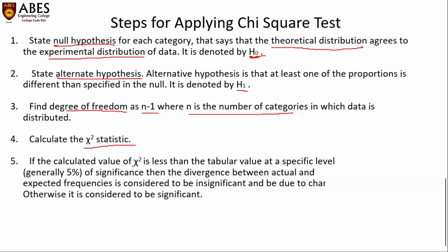After finding chi-square statistics, we find out the value of chi-square tabulated from the table of chi-square test at a specific level of significance. Generally, the level of significance is taken as 5%. However, it may vary from case to case. If chi-square statistics is found to be less than the tabulated value of chi-square, then we say that the difference between actual and expected frequencies is insignificant. Otherwise, the difference is considered to be significant.